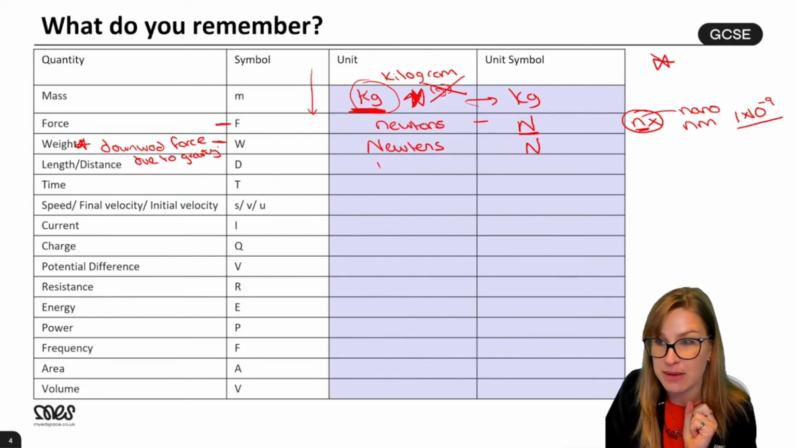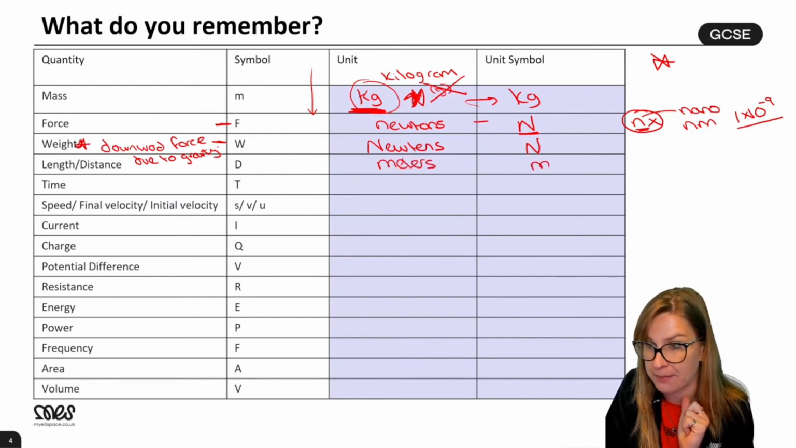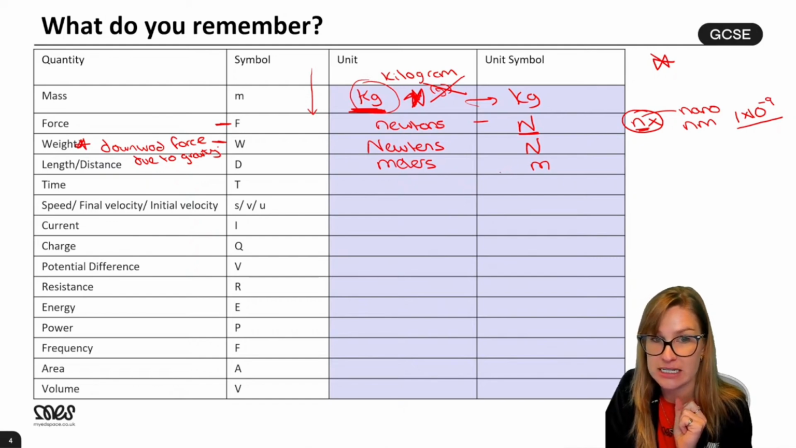Distance is measured in meters. Nice. Meters, and meters is a small m. Good job. Meters is a small m.